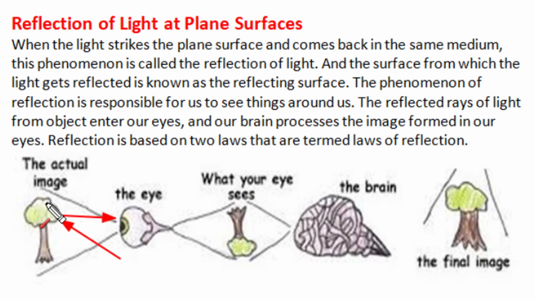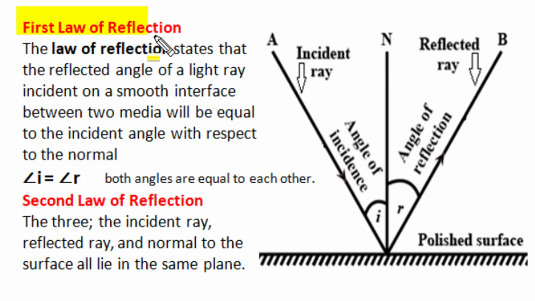Now, reflection from any plane surface or curved surface is based on two laws, and those two laws are known as the laws of reflection. The first law of reflection states that when an incident light ray reflects from a reflecting plane and goes as a reflected ray, both the incident and reflected rays make some angle with the normal to the reflecting surface. These angles are known as the angle of incidence, made by the incident ray with the normal to the surface, and the angle of reflection, made by the reflected ray with the normal to the reflecting surface.